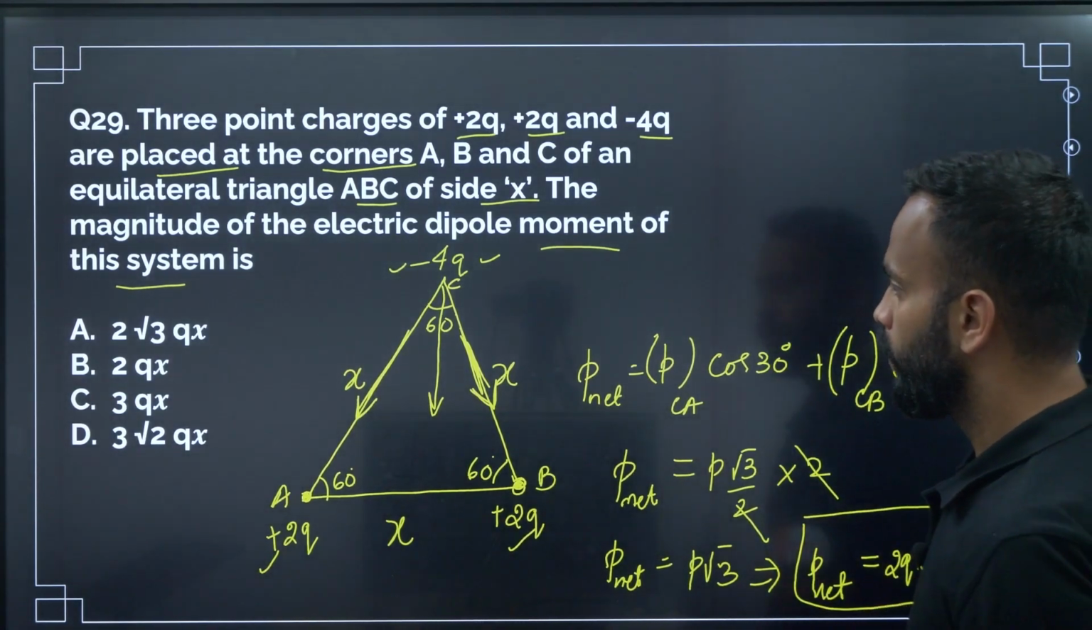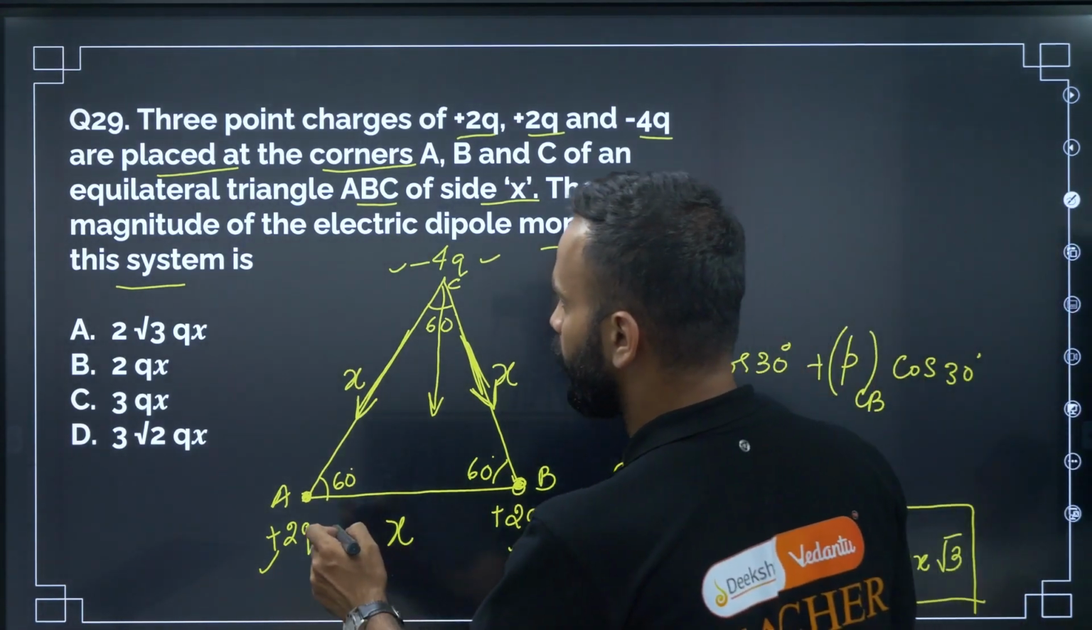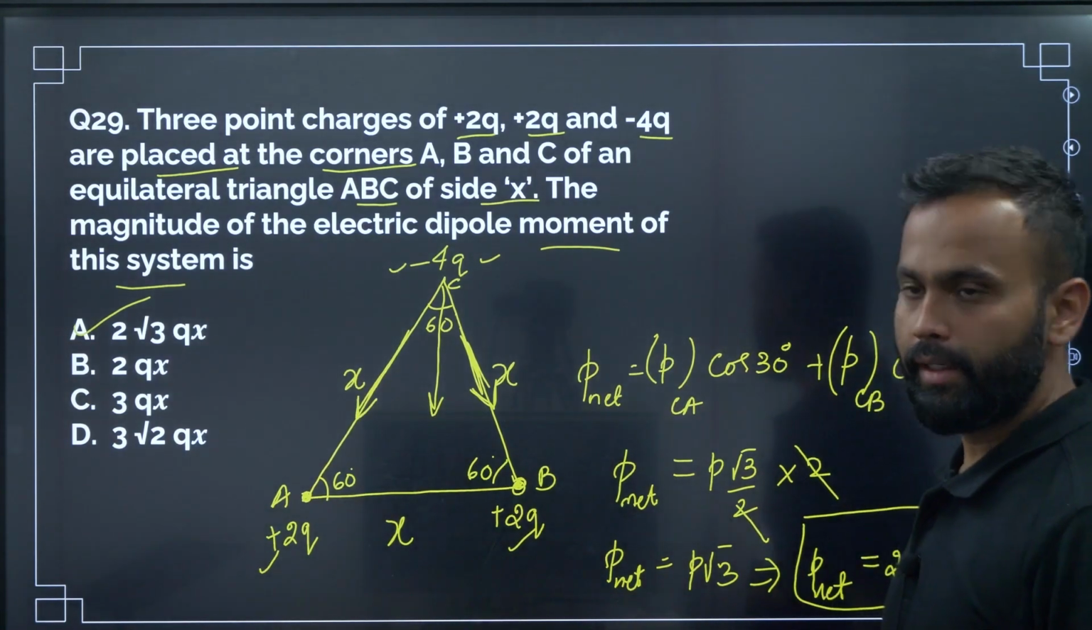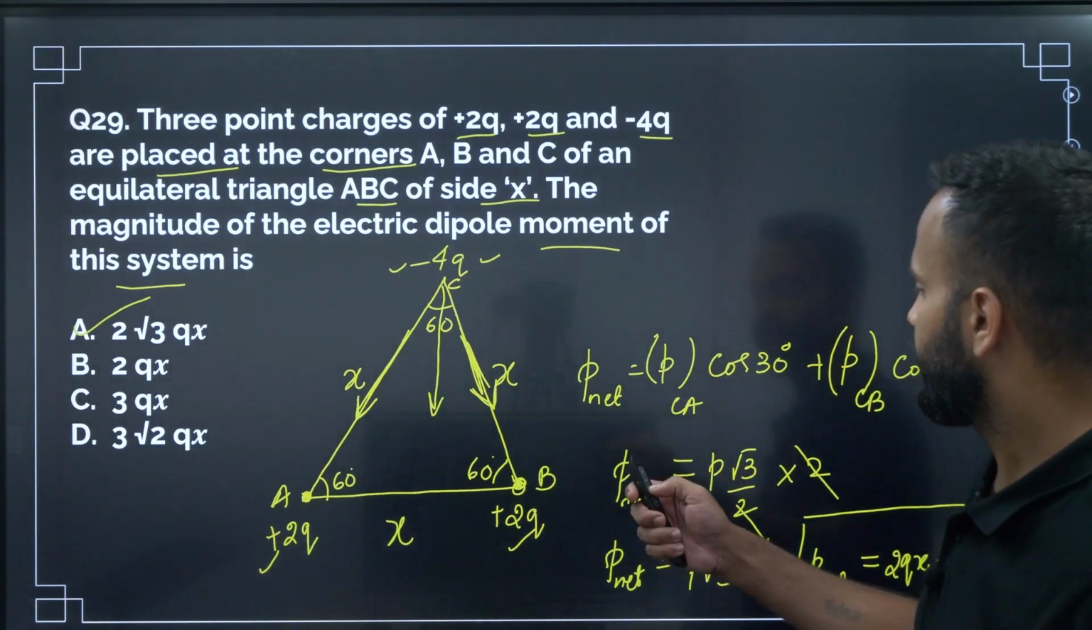Okay, so the correct option here is A. Understood? Direct question, right? Here you need to find the magnitude of the P. That's it. Yeah, next question.